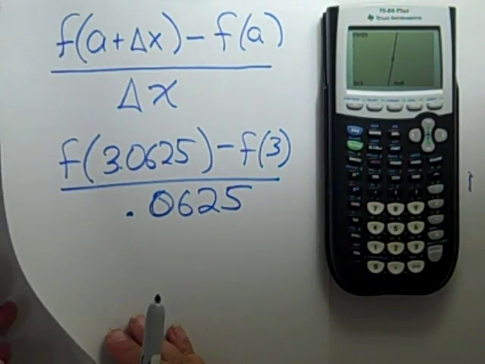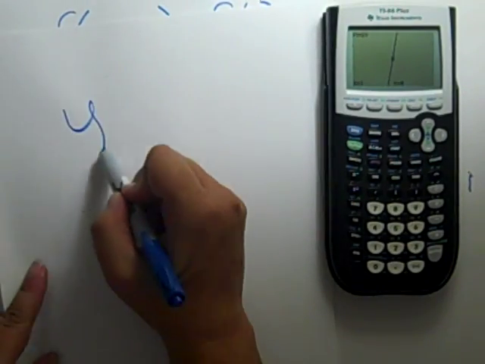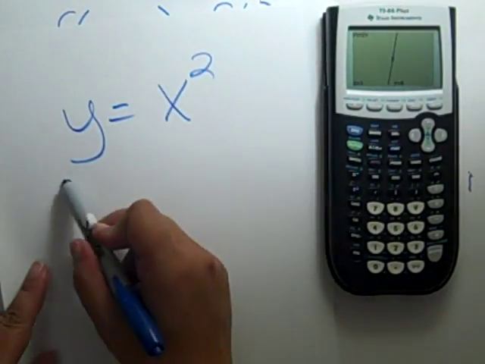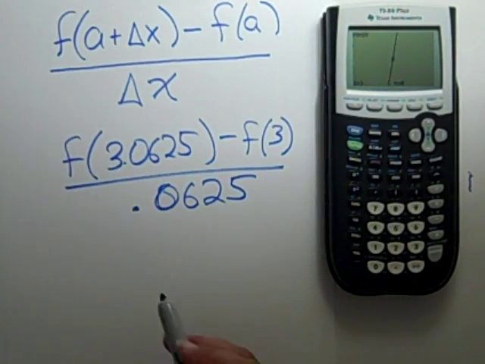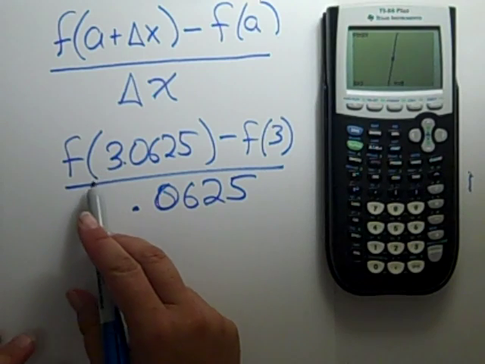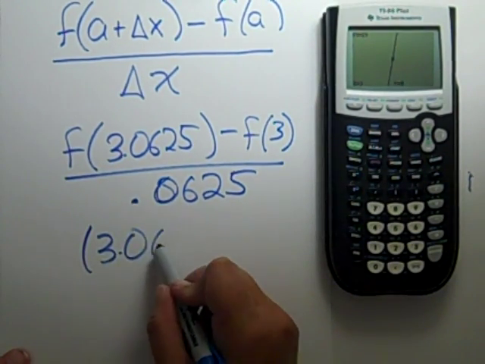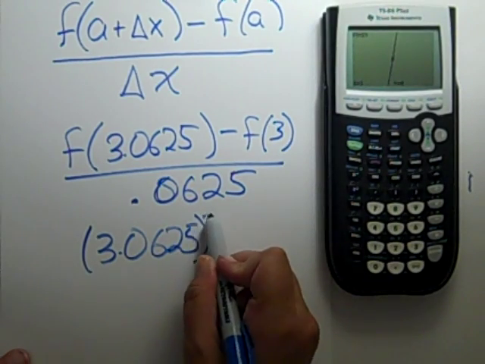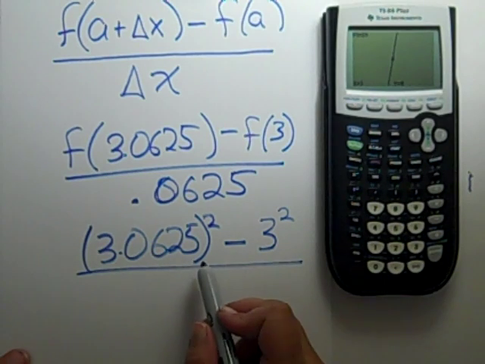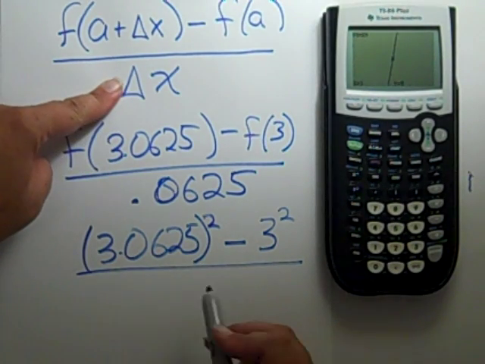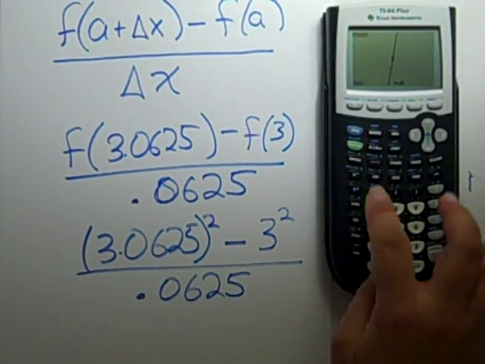Do you remember that the graph that we're working with here is y equals x squared, or f of x equals x squared? So let's do it that way. So f of 3.0625 is actually 3.0625 squared, right? Because f of x is x squared. Minus 3 squared all over. Do we square the bottom? No, it's just the change in x, 0.0625. So let's put this in our calculator.